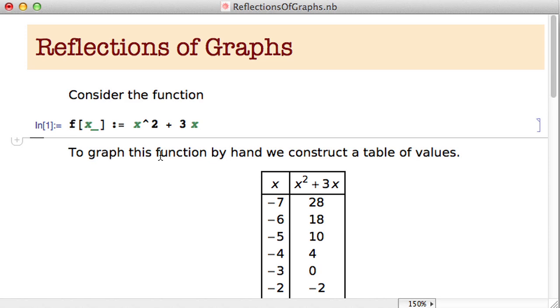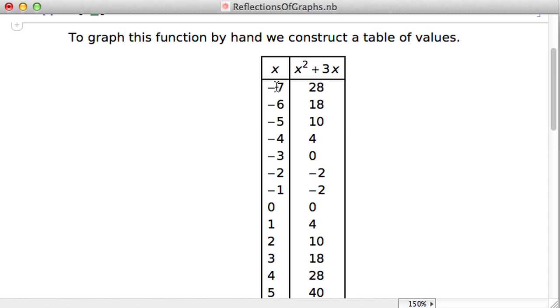Okay, so if we have a function and we were to graph it by hand, let's say we were living 50 years ago, we had to graph things by hand, we would construct a table of values. So we would give various values for x and then see what the output was. Like when x was -7, we plug that into the function and get 49 minus 21, which would give us 28. So you'd put in a value of x, evaluate the function and get a number back. And this would mean that the point (-7, 28) is on the graph of f.